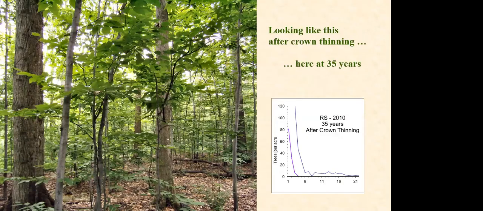This is what it actually looks like. There's the upper canopy tree, the uniform spacing, and the runts plus the new cohort.